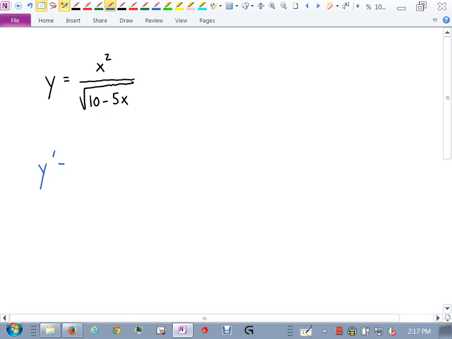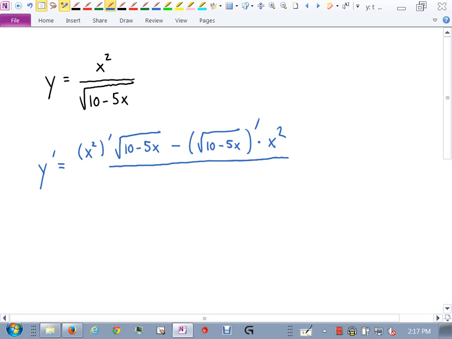But let me just write things out first. I have the derivative is the derivative of the top times the bottom, I'll just leave it like this, minus the derivative of the bottom times the top, over the bottom squared. Oh, hey, that's nice. What happens when I square the bottom? The square root goes away. When you square a square root, it goes away. So I just have that on the bottom. That's nice. I'm happy about that.